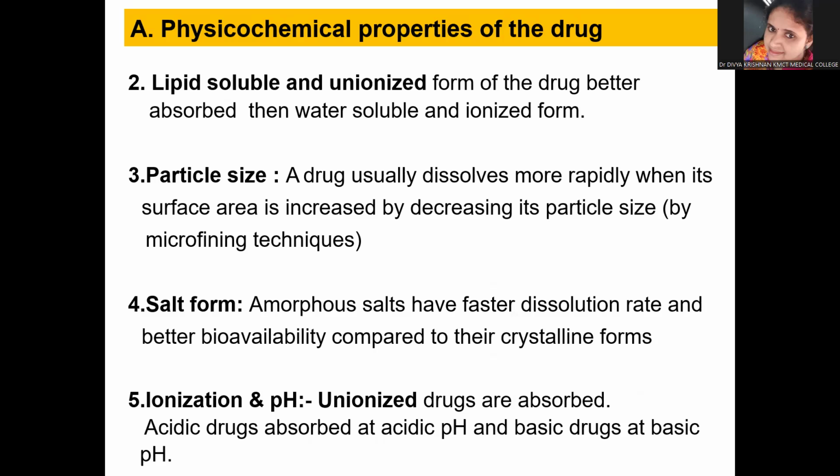Now, I think we have already discussed ionization and pH in the chapter on membrane transport. But just remember that unionized drugs are easily absorbed, whereas the ionized weak ions do not cross the membranes and are not absorbed. Remember that weakly acidic drugs are absorbed at acidic pH, that is at the stomach, and the basic drugs are absorbed at the basic pH. This is because acidic drugs remain unionized at the acidic pH and hence are absorbed. The same drugs will become ionized in the basic pH and will not be absorbed. The reverse happens with the basic drugs.